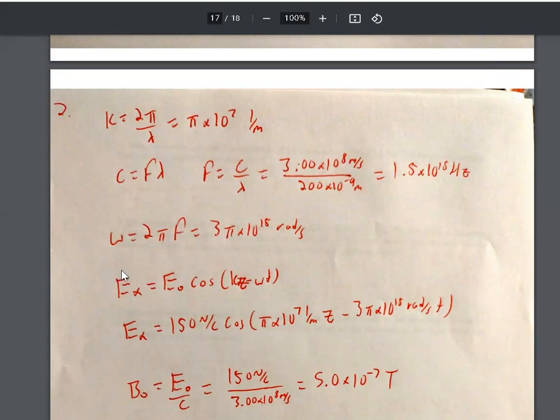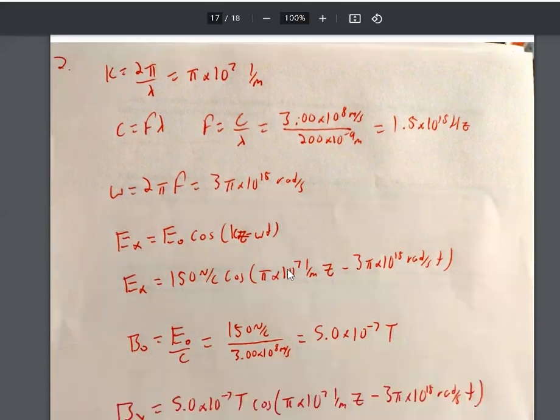We could also put a vector here if we put an I hat here. Okay. So we just multiply by the amplitude of the electric field times cosine of the k that we found times z, because it's moving in the positive z direction. If it was going in the y direction, this would be a y. If it was going in the x direction, this would be an x. And then we subtract the angular frequency times time.